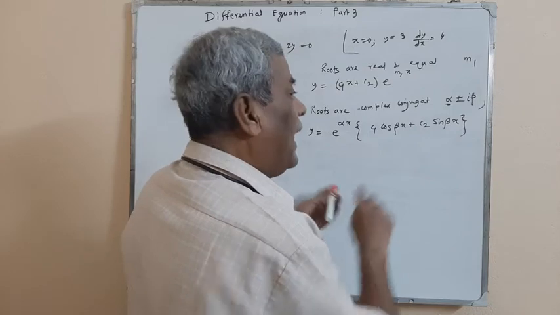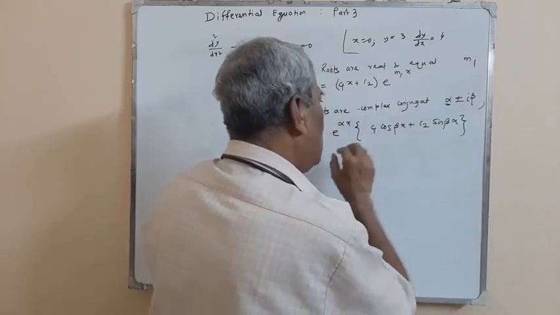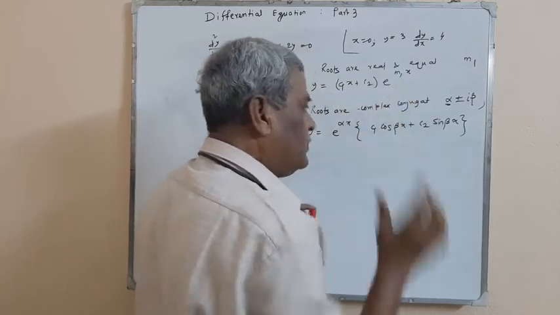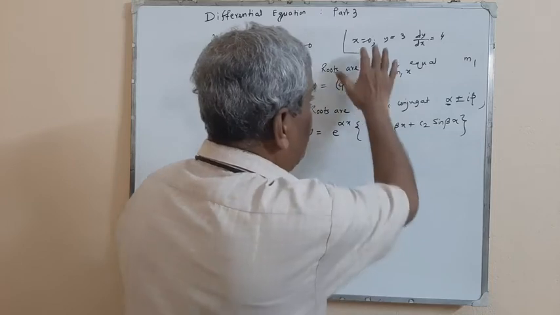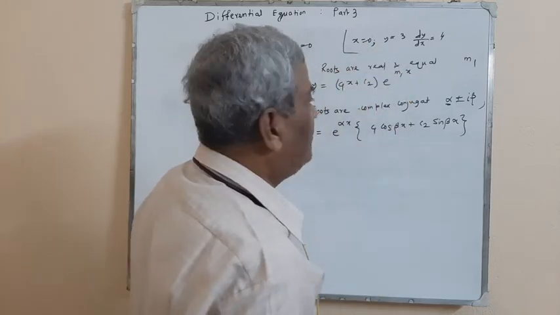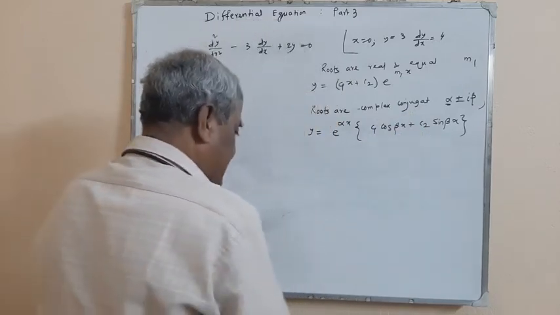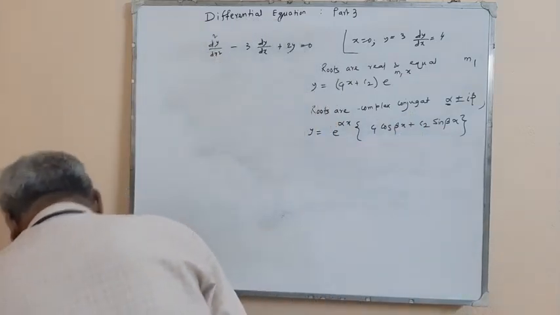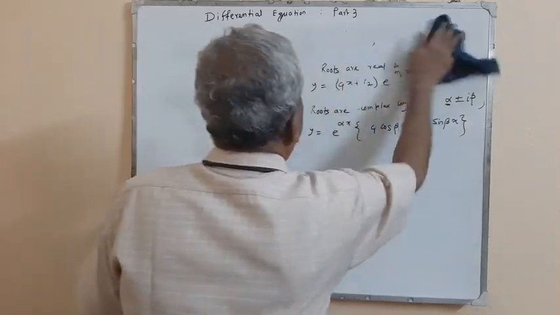And alpha, beta, of course, are known from the auxiliary equation. So the only unknowns here are c1 and c2. So the answer is in terms of c1 and c2. If an initial condition like that is given, applying that, we obtain values of c1 and c2. Now let us take a few more examples of that type.